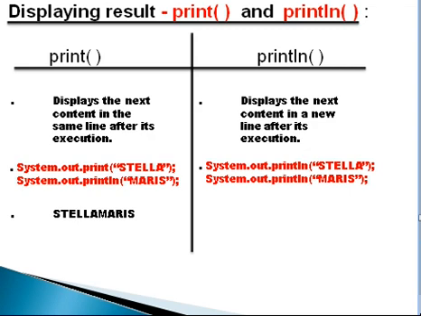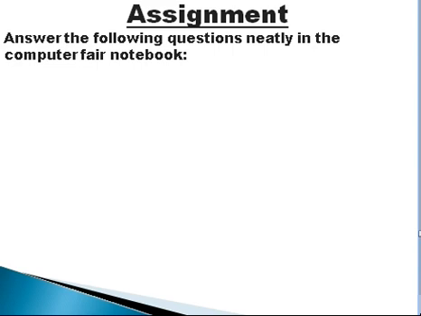So let us see the output. If you see the output under print, Stella Maris is coming in the same line, whereas in the case of println it is displayed in two different lines. This is how the display occurs on the terminal window or on the output screen. So print and println are very much different from each other in respect to the kind of display they have on the terminal window.